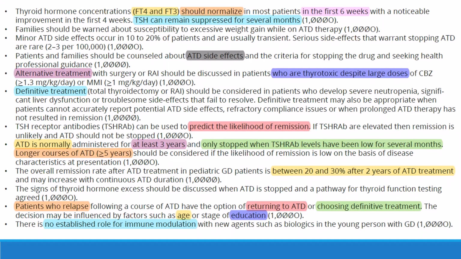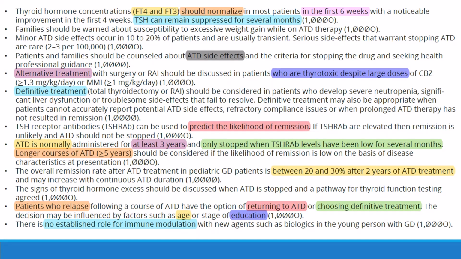In this situation, remission is very, very rare. In this situation, we should discuss definitive treatment by total thyroidectomy or radioactive iodine ablation. As in adults, the TSH receptor antibody can be used to predict the likelihood of remission.